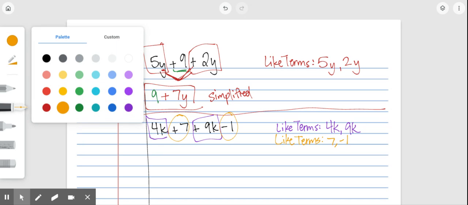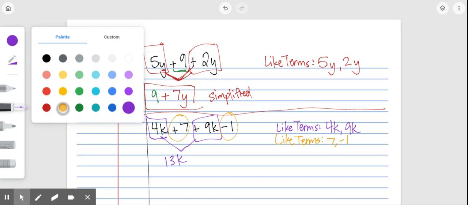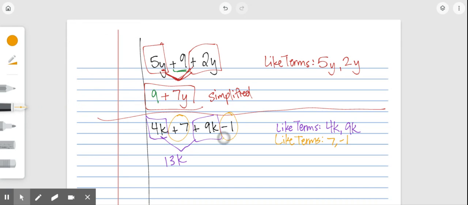I'm going to start with my purples, or my things that have a k next to them. So I do 4k plus 9k. I've got 4 kings and 9 kings. How many kings altogether do I have? I have 13 kings. Then I'm going to combine these like terms: I have 7 and negative 1, or 7 minus 1. If I had 7 and I'm taking away 1, I have 6. Since it's a positive 6, I put a plus in between. And this is my simplified expression.